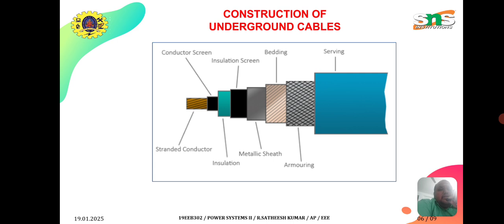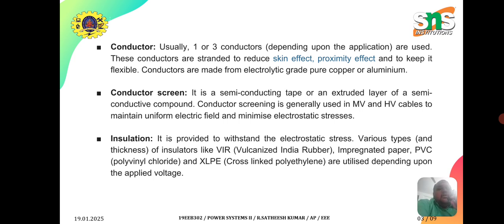This is the construction of underground cables. You can see the inner part is the stranded conductors, then the conductor screen, insulation, insulation screen, metallic sheath, bedding, armoring, and serving. So these many layers make underground cables a costlier one. In underground cables, usually one or three conductors are used depending upon the application. These conductors are stranded to reduce the skin effect and proximity effect, and to keep them flexible.